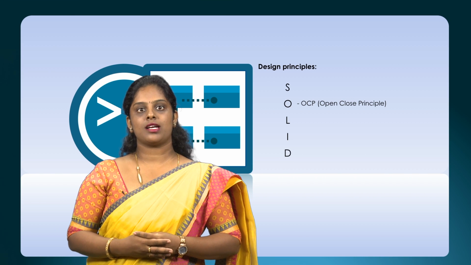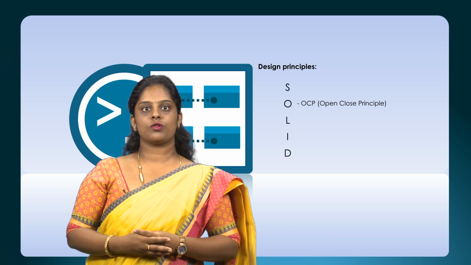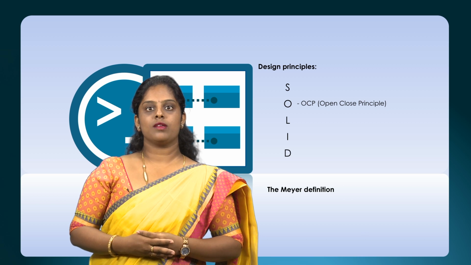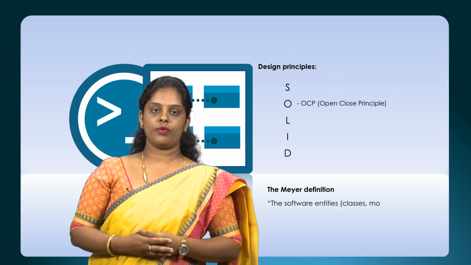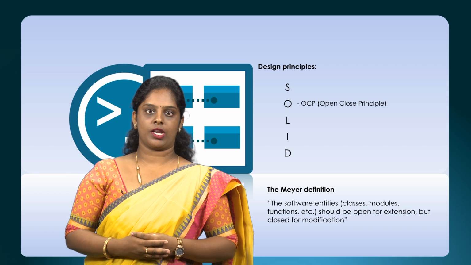Now let us start with the second principle, OCP. The definition of the Open-Closed Principle is given by 2 programmers. The first one, the Meyer definition, says the software entities should be open for extension, closed for modification.